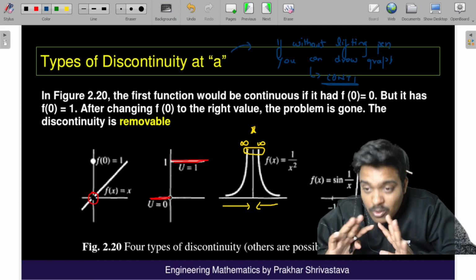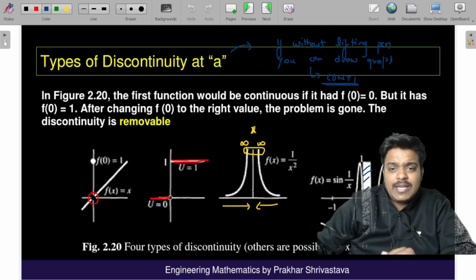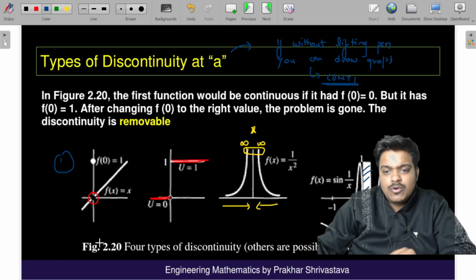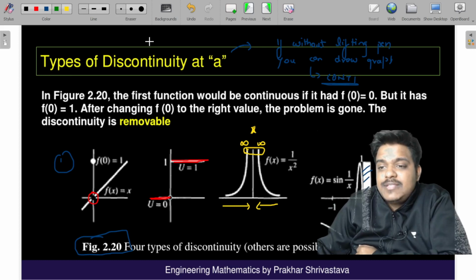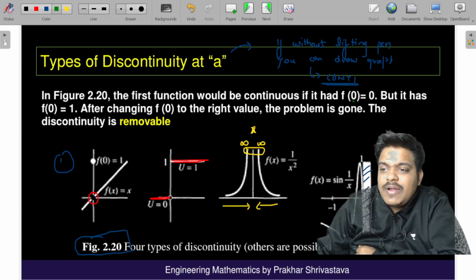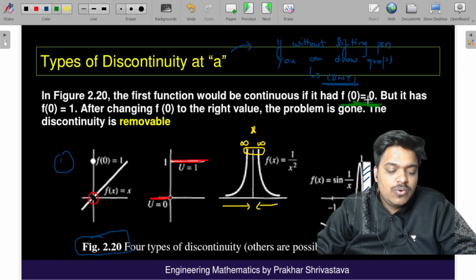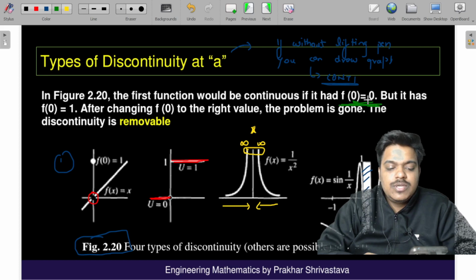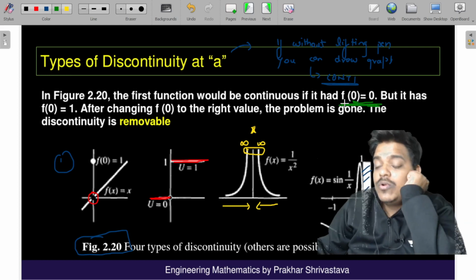Now there are basically 4 types of discontinuity. If I tell you about the first figure, this is figure 2.20. Now if I discuss the first figure, your function is not defined at 0. If x is equal to 0, you don't know the value of the function.